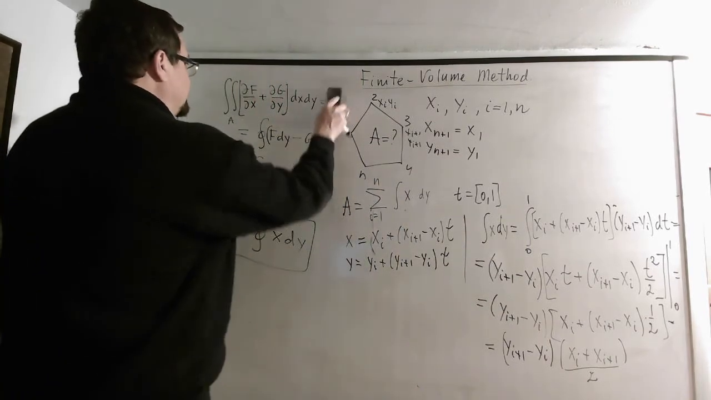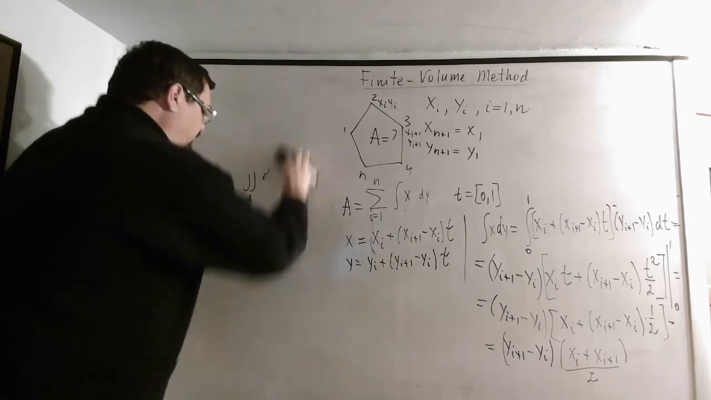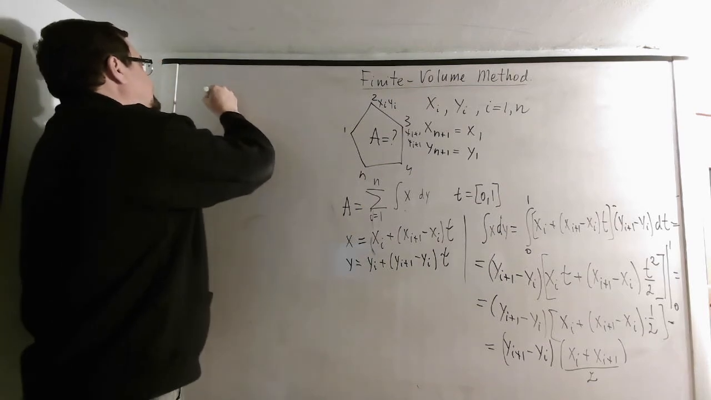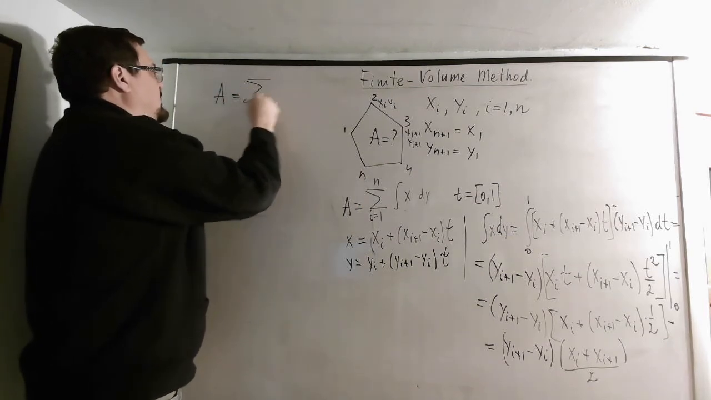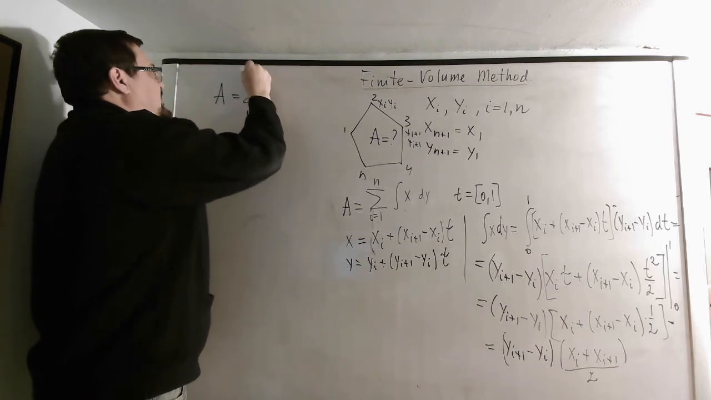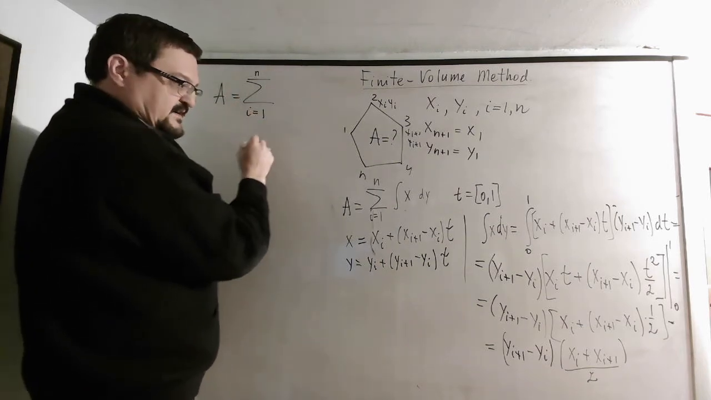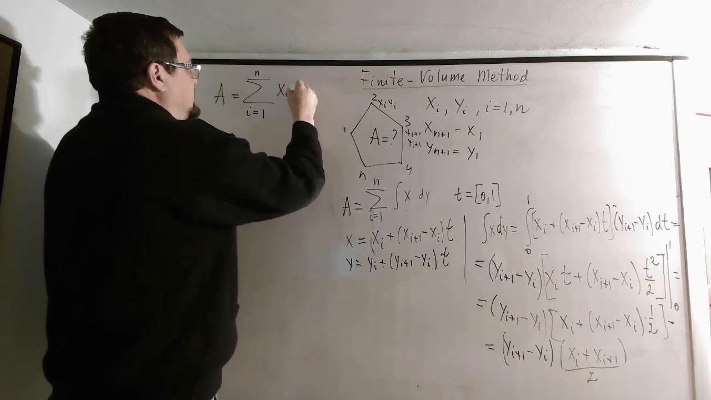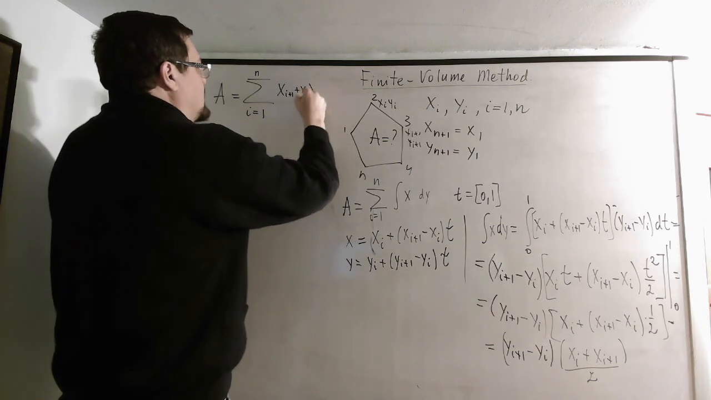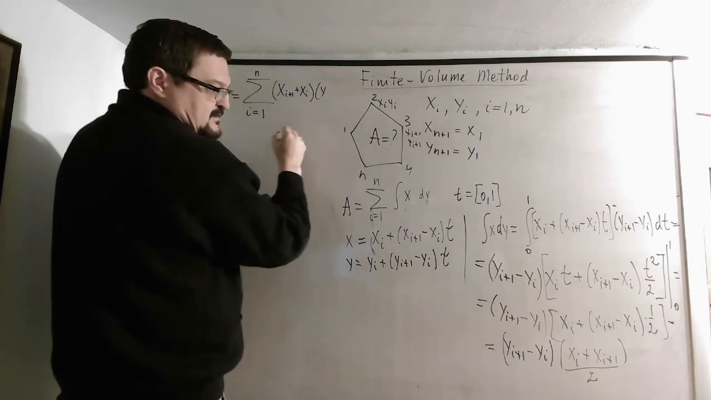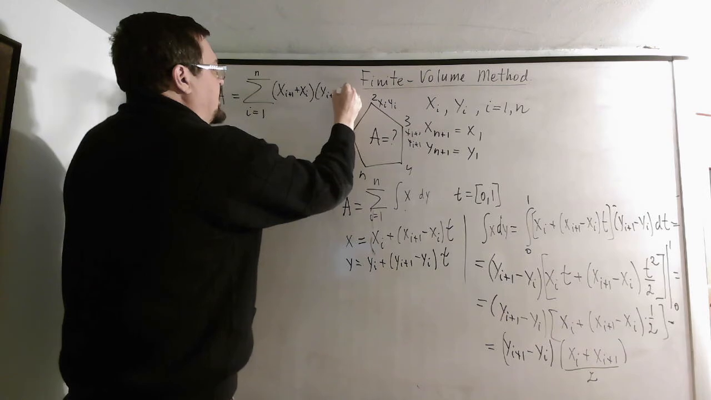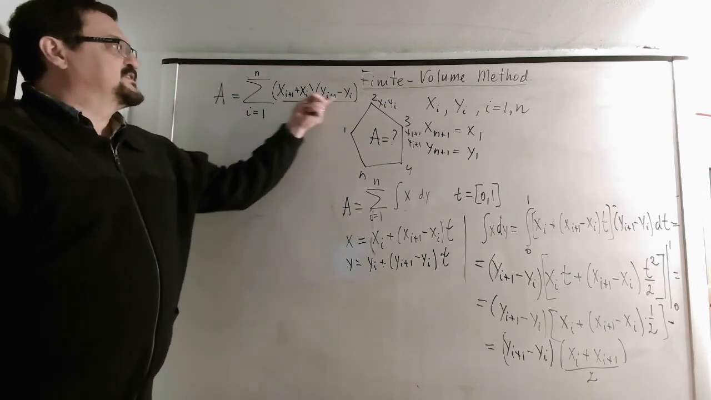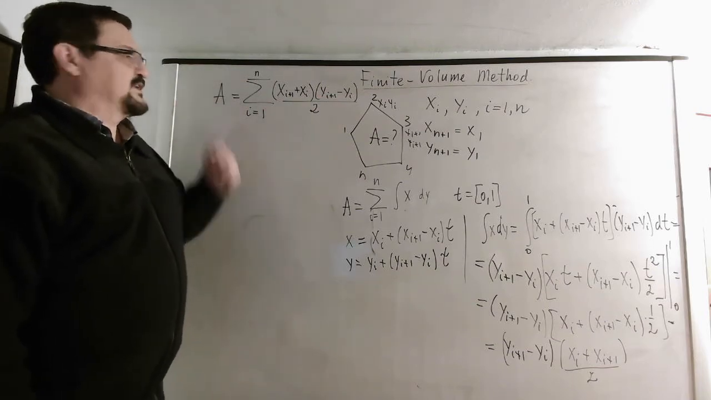So we see that our formula for the area of an arbitrary polygon equals the sum from i equals 1 to n of (xi plus 1 plus xi) times (yi plus 1 minus yi) divided by 2. So all we need to do is to know these coordinates, and we can compute our area.